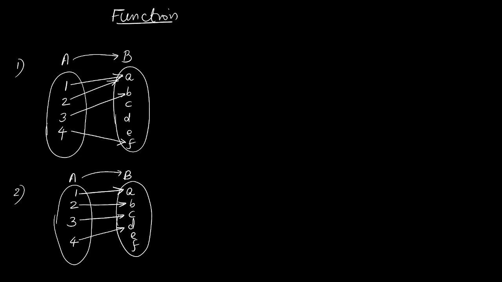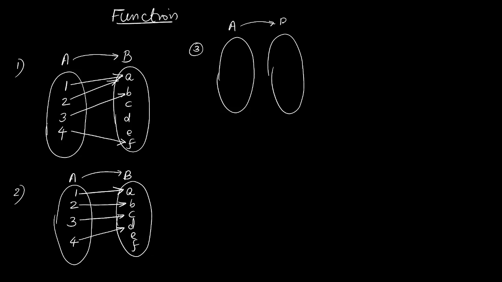Another relation. Then third example. We need more examples, then only we can understand the function. I need 4 examples. A contains 1, 2, 3, 4, and B contains A, B, C, D, E, F. Another relation. Then next, the fourth one.